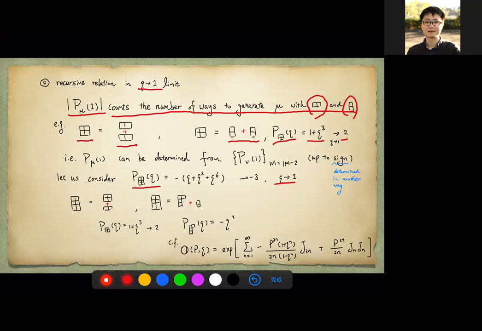For example, this kind of partition can be decomposed into this one and this one. So we can add these two polynomials in the q goes to 1 limit together to find the answer for this higher order polynomial. And indeed, it's 3, although we have an overall minus sign at the end.